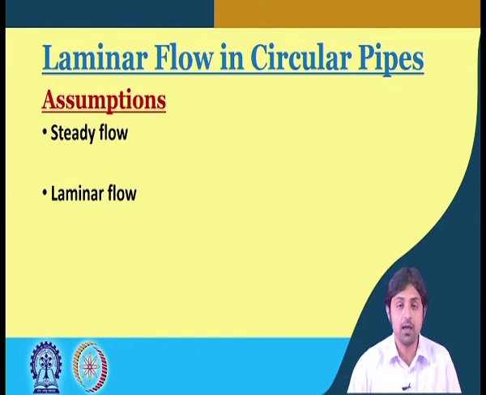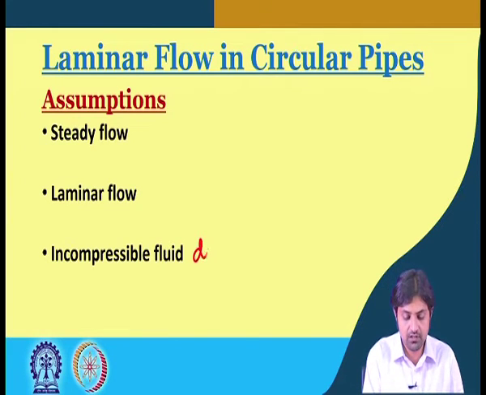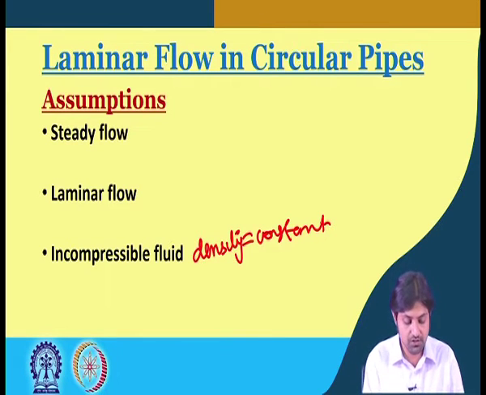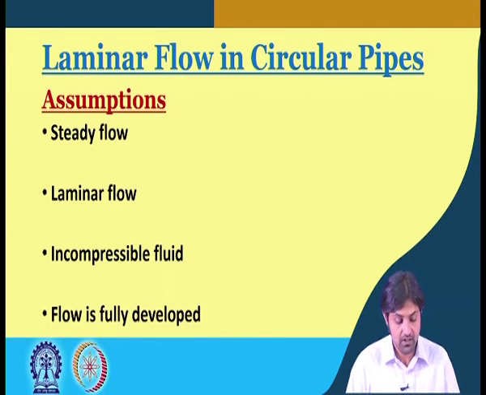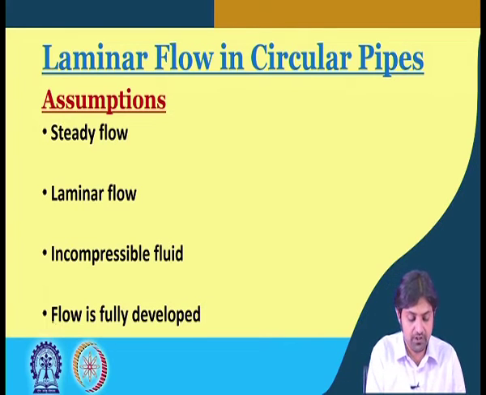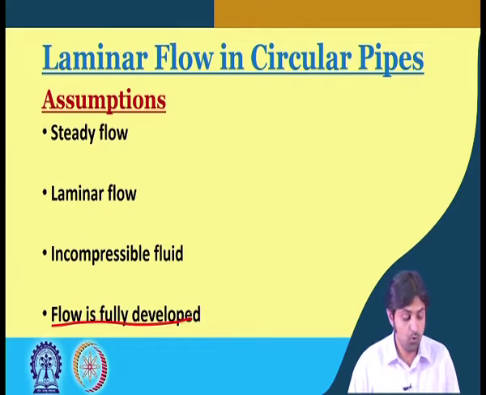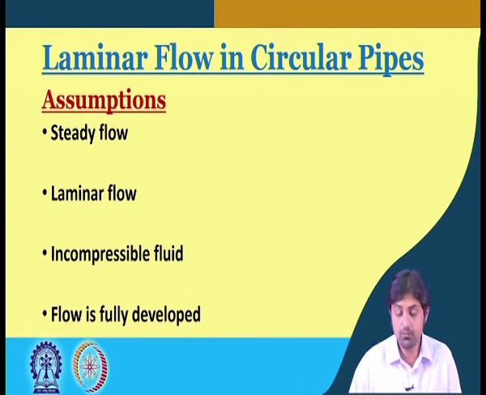Second assumption is it is laminar flow. This means the Reynolds number is fairly less than 2300, as we have seen in the last slide, and the flow is incompressible, which means density is constant. The density does not change either in space or with time. And we also have to assume the flow is fully developed. That means there is no intermittent phenomenon happening. The flow has happened over a long period of time, and then we are going to calculate the properties.